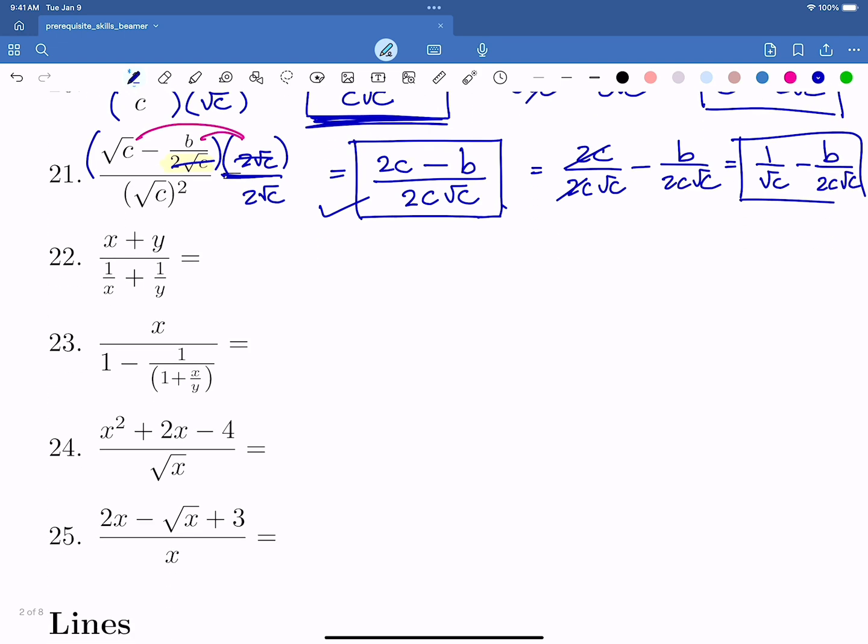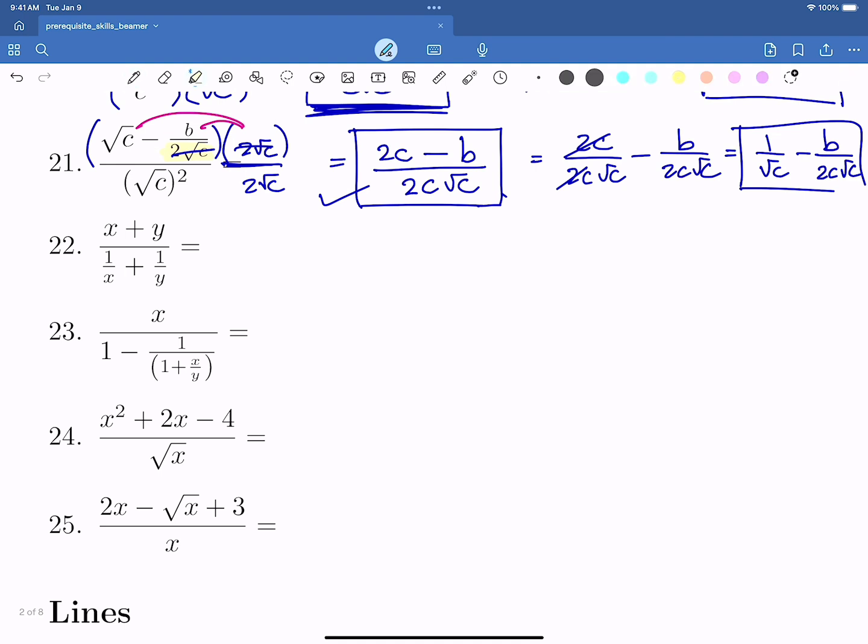Okay, next one. Now we have two inner fractions. We've got this 1 over x, we've got this 1 over y. So using the same strategy we were doing before, we have to multiply by the least common denominator of x and y. Least common denominator would be xy. So xy over xy. Then we're going to distribute.